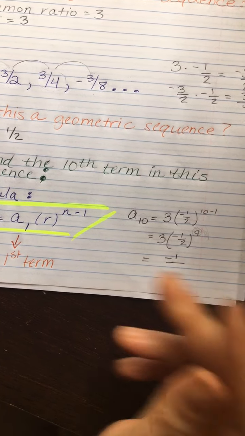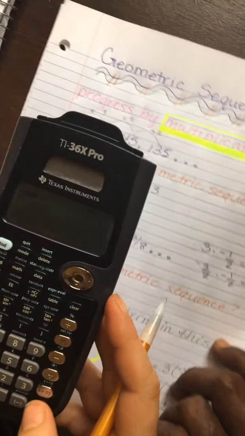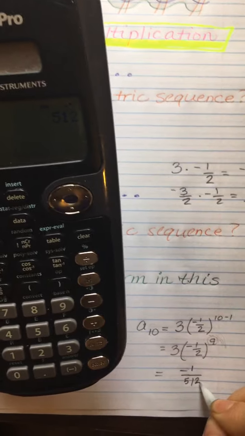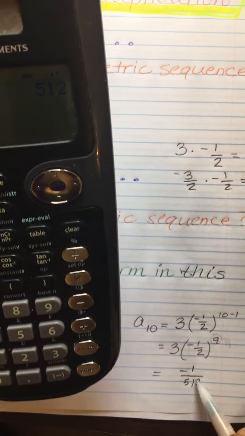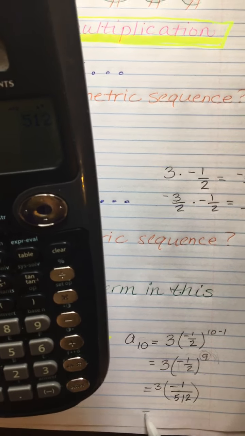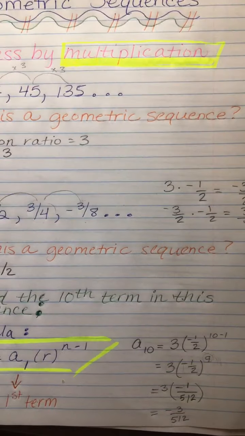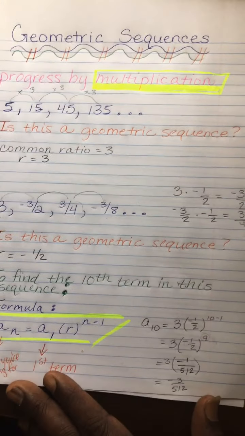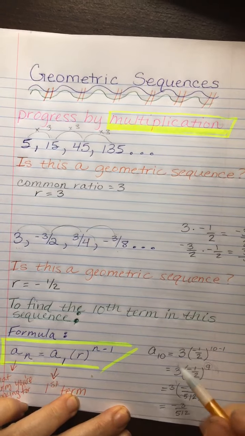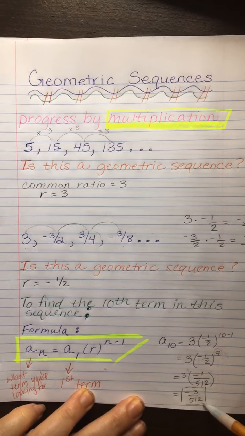You can use your calculator here. 2 to the 9th power would be 512. So if we do this exponent first, we get negative 1 over 512. And then if we multiply this by 3, our answer is going to be negative 3 over 512. That is going to be our answer. That would be the 10th term in this sequence. So you wouldn't want to have to figure that out the long way, but if you have a formula to put it into, then it's a lot easier to find. So there's your answer for the 10th term.